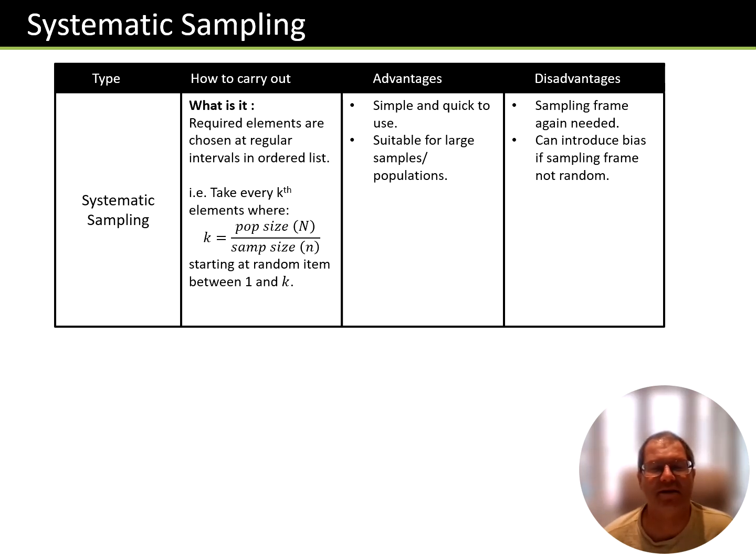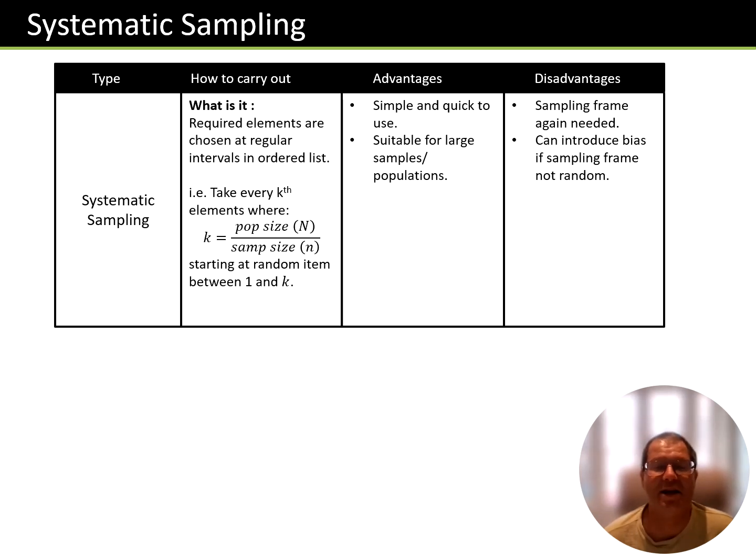Underneath that it says, i.e. take every kth element, I think there should probably not be an S there, where k is the population size divided by the sample size. So just to make the numbers easier, let's say you had a population size of 100 and you wanted a sample size of 20. 100 divided by 20 would be 5. So then you would start at a random position on the list between 1 and 5. Let's say it was 2.